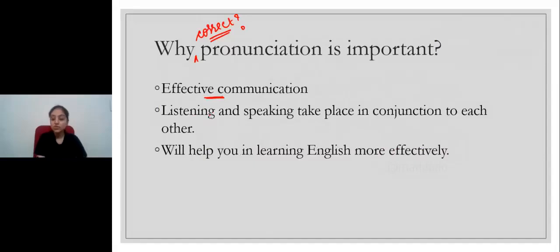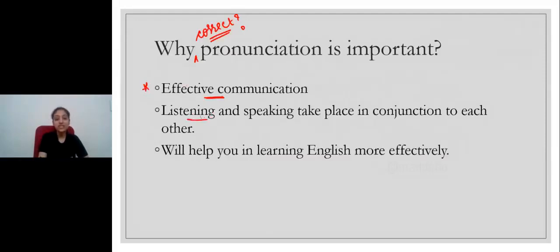So guys, when you use English as a language or medium of conversation, what you are essentially aiming at is effective communication. So apart from uttering the word correctly, you must be able to listen and grasp the word effectively also. From this follows the second point.